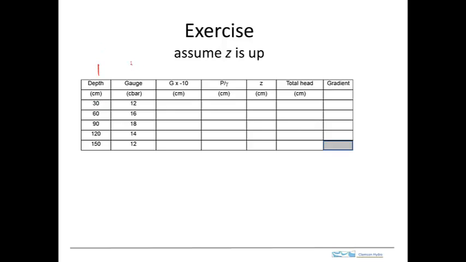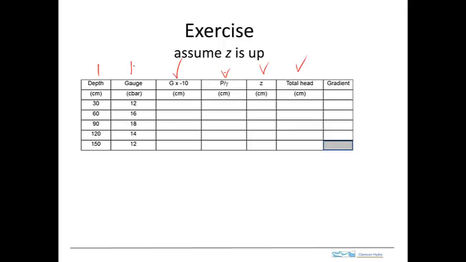The next column shows the gauge reading on each of the tensiometers. And then the table is set up with different headings that will walk you through the calculations required to determine the pressure head, the elevation head, and then the total head, and the head gradient. So the first step is to do this column to get the gauge reading in units of centimeters of head.